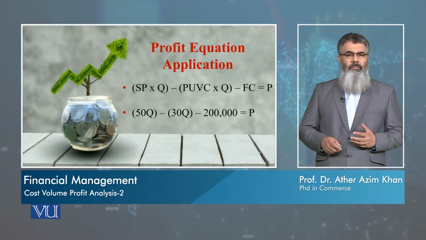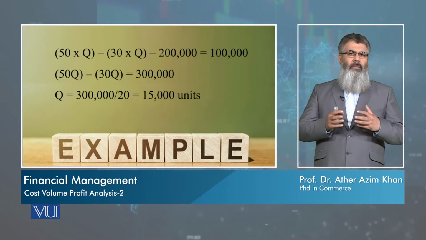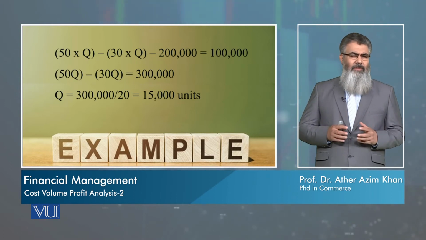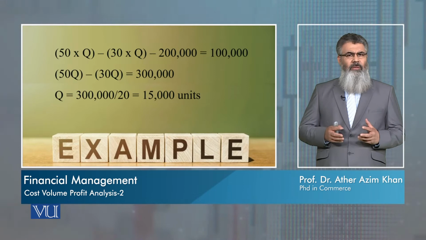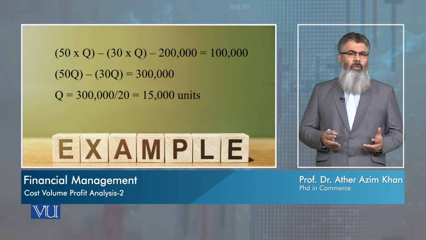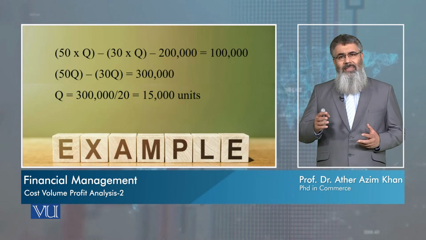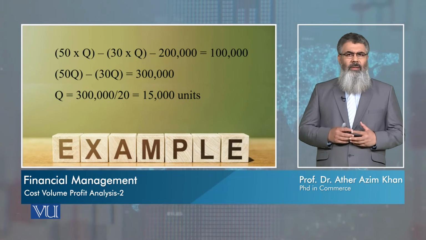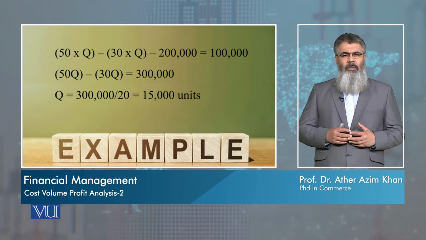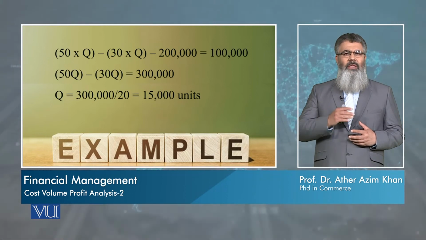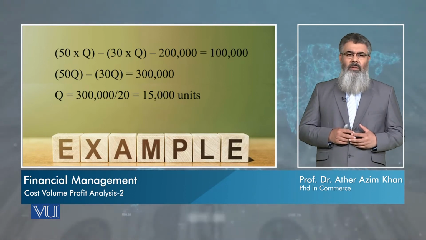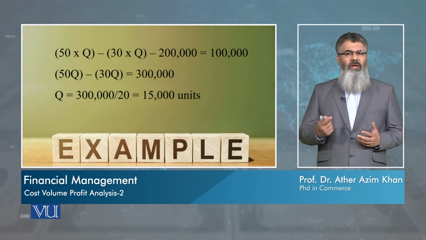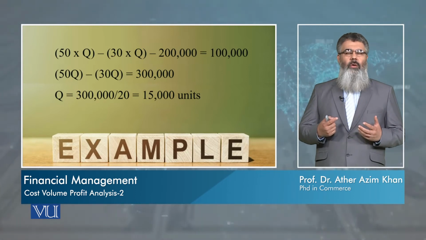But let's look at it from a different angle, and this is what CVP analysis is. Instead of calculating the profit for a given amount of volume or quantity, let's see that if my targeted profit is 100,000 rupees. This is the same equation that we have seen in the last slide, but here the profit amount is mentioned, which is 100,000. Fixed cost is the same. So in this equation, there is just one variable, and that is Q or quantity.